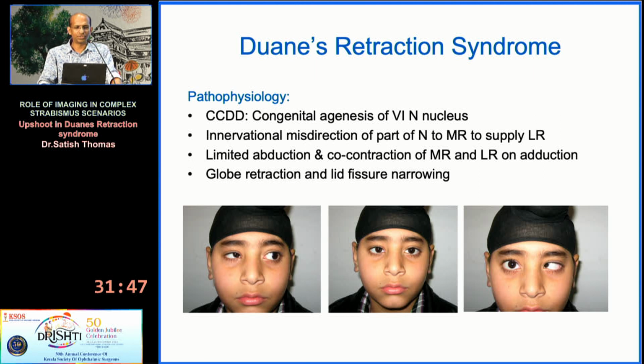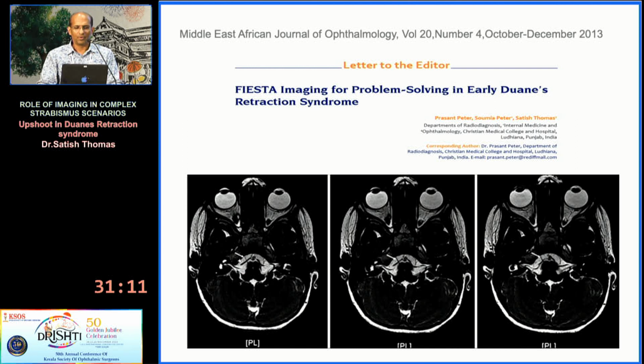As you know, Duane's retraction syndrome is a cranial dysgenesis, a disinnervation disorder, where there is congenital agenesis of the lateral rectus nucleus, and the lateral rectus is supplied by a branch of the medial rectus, and therefore this causes co-contraction on adduction, and there's limited abduction in type 1. And so lid fissure narrowing and globe retraction are the main features.